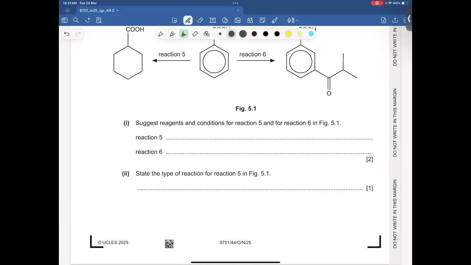Two reagents: hydrogen gas in the presence of nickel catalyst.